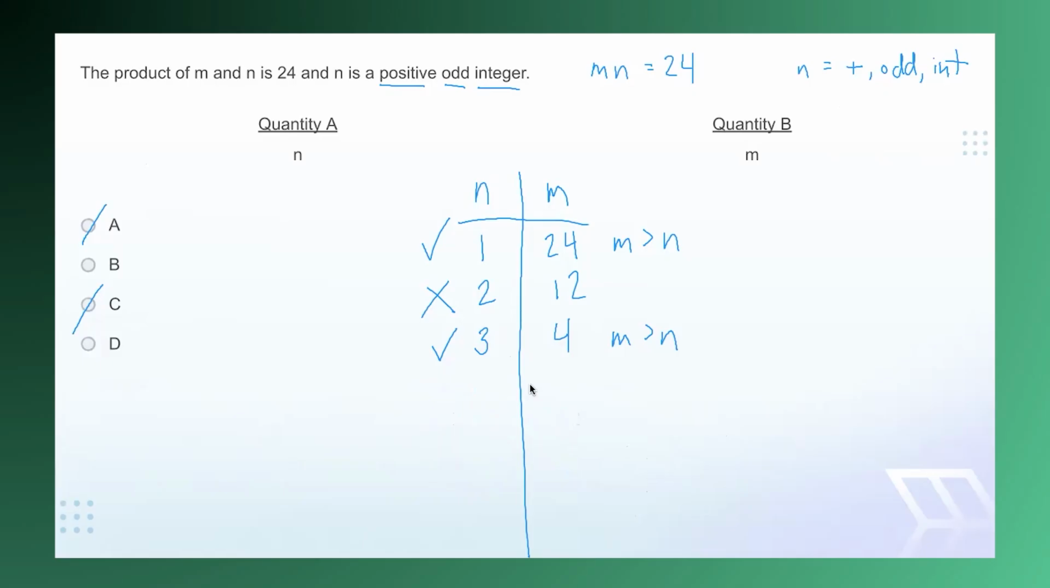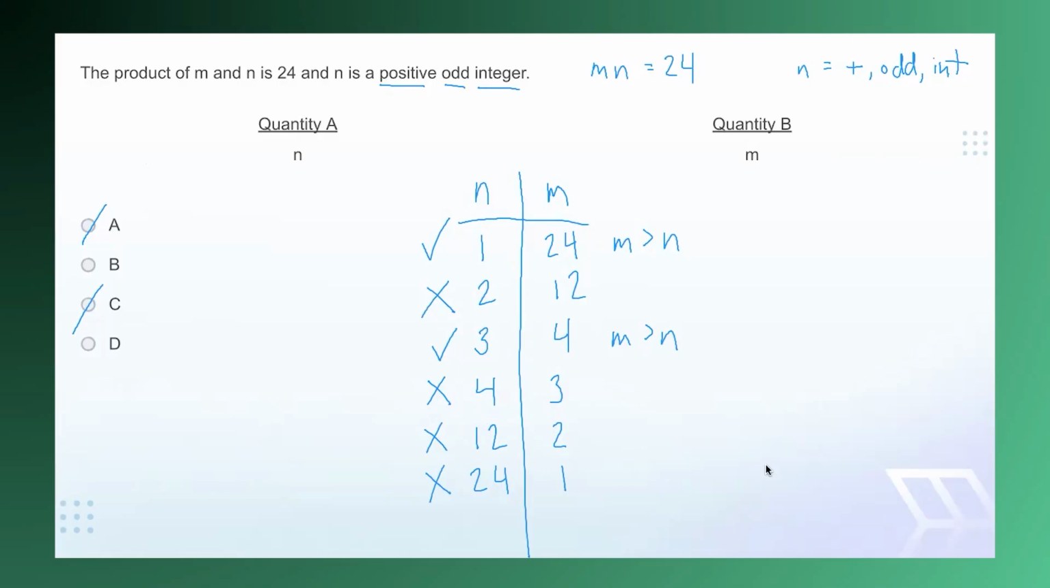All right, beyond that, we're just going to go through our previous factor pairs again, but switched around. So 4 and 3, 12 and 2, 24 and 1. But in all of these pairs, n is not odd, which it needs to be. So these are not possible values for n, which means we can eliminate them all as possible sets of values for m and n together.